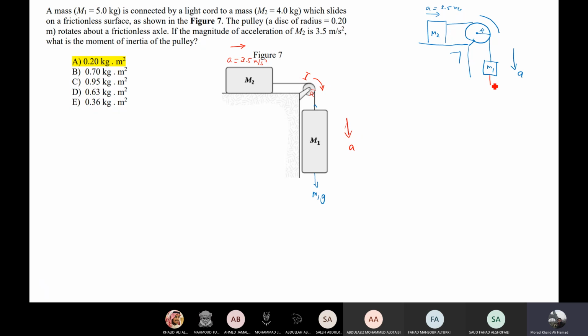For the first block, we have M1A and we have tension T1. For the second block, we have only T2. We don't have M2G and the normal force, we don't need them because the surface is frictionless. And here we have T2 out from the pulley and T1 from the pulley. And remember, the tension is always out of the body.